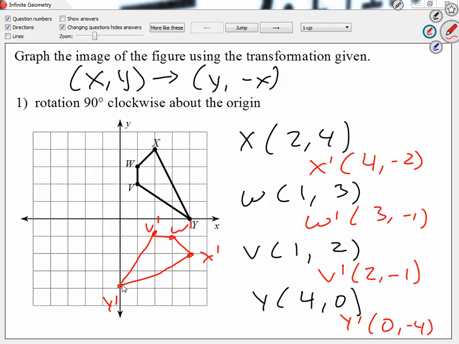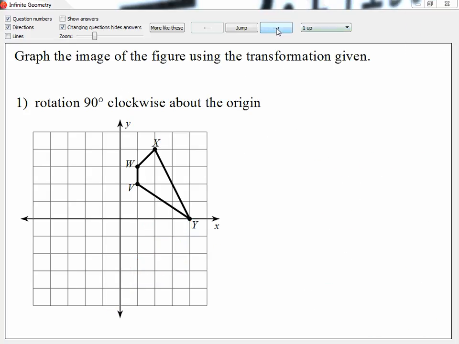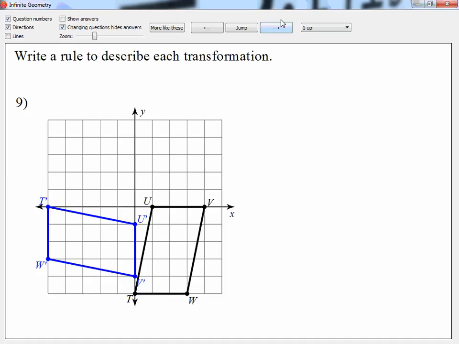Right, any questions for the first 8? No questions for the first 8? Alright. Let's take a look at question number 9.